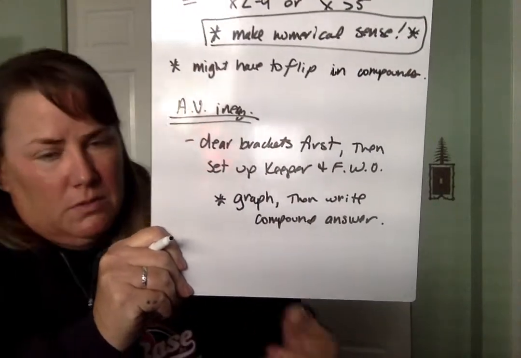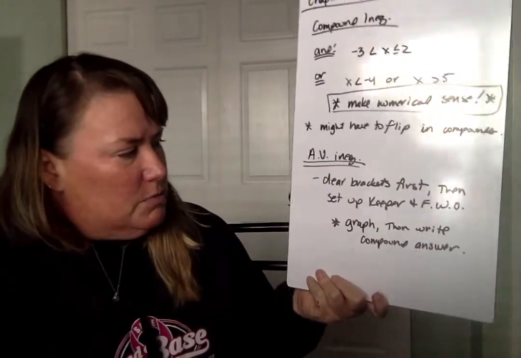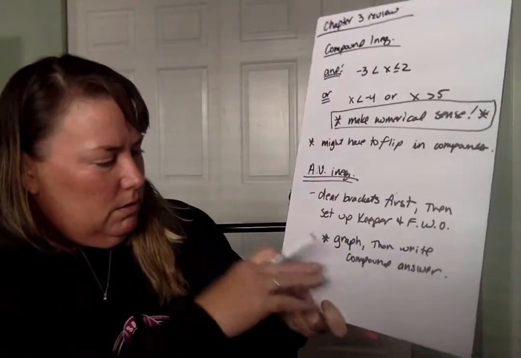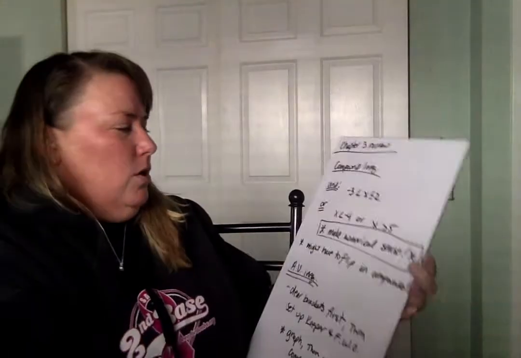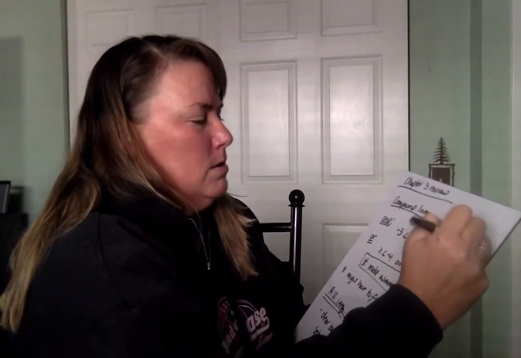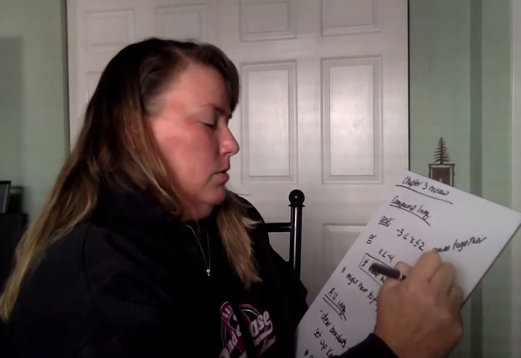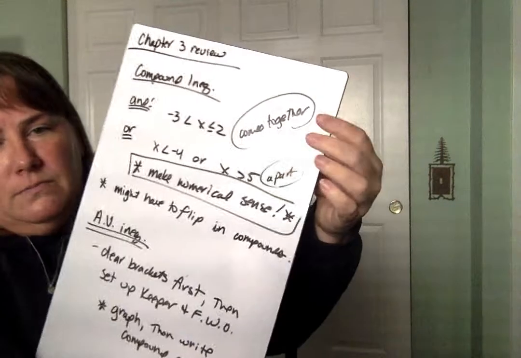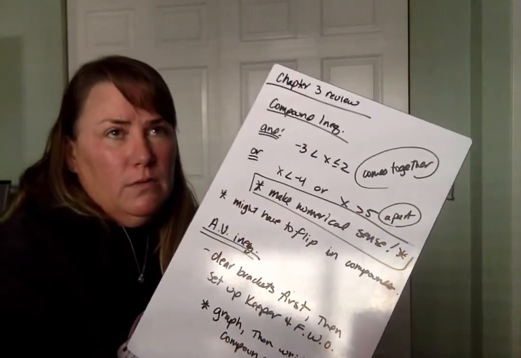Some of you guys are getting your steps backwards on that the last time we did absolute value equations. So just make sure you follow your steps. So up here, "and" comes together. I forgot this part. "Or" is going apart. And these are the graphs. Coming together, going apart.